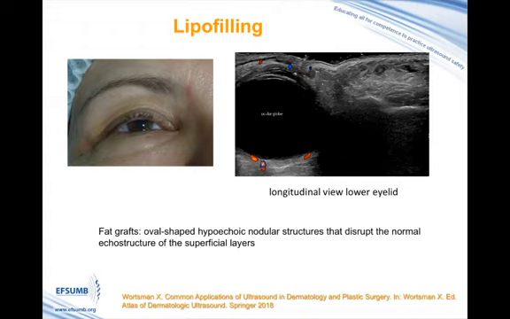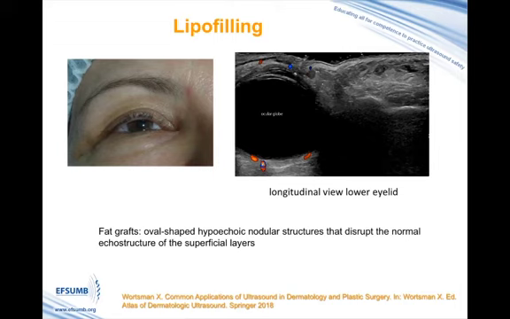This is a lipofilling of the lower eyelid, and the fat grafts appear as oval-shaped hypoechoic nodular structures that disrupt the normal echostructures of the superficial layers. In this case, you can see here these hypoechoic, well-defined nodules located in the subcutis and protruding into the intraorbital fat pad.